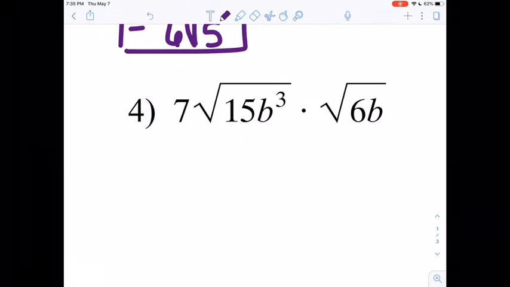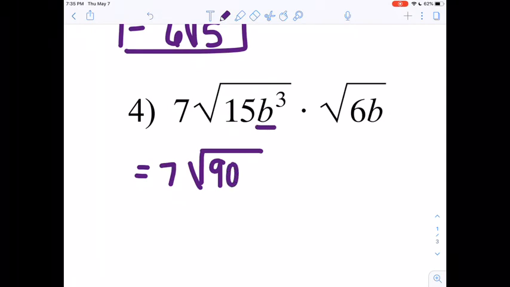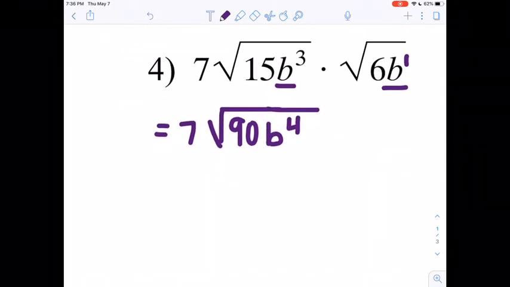So for number 4, I'm going to multiply the outside numbers together, so that's just 7 times 1. And then I'm going to do 15 times 6 because they're both inside. So that's going to be 90. And then you have to do b to the 3rd times b. Remember, you add your exponents, so that becomes b to the 4th. Well, now I have to simplify. So I have to find a perfect square that goes into 90. So think of your perfect squares.